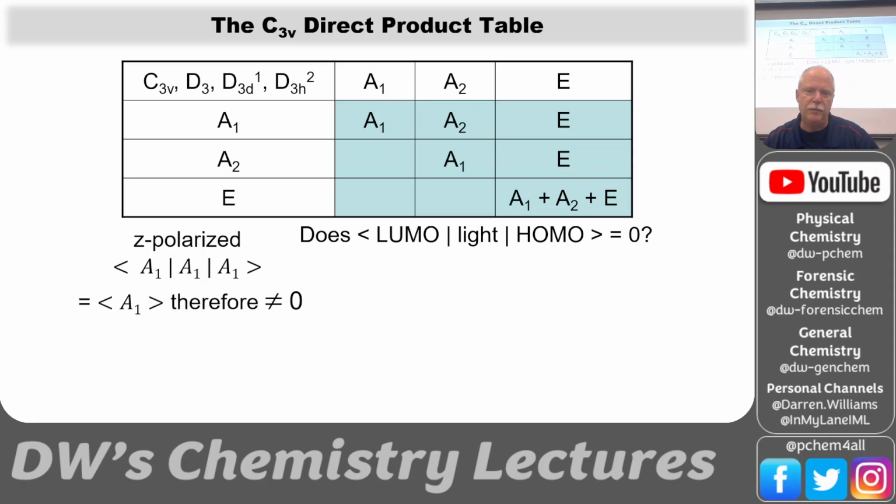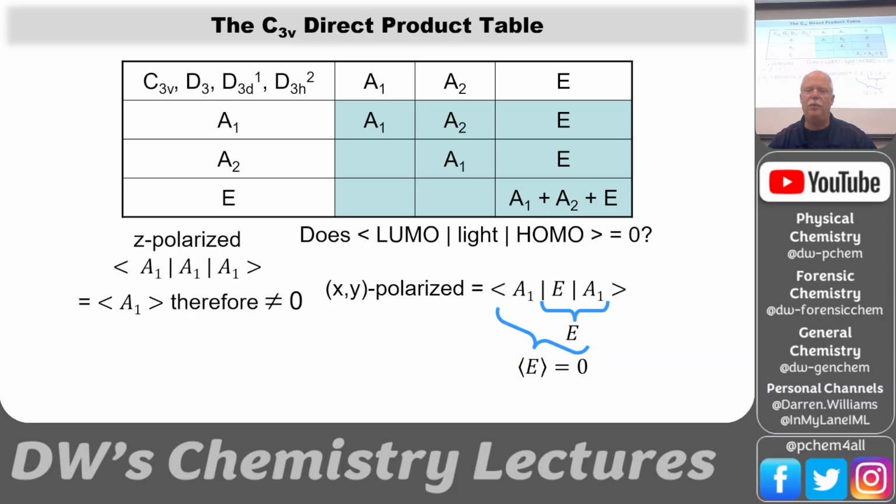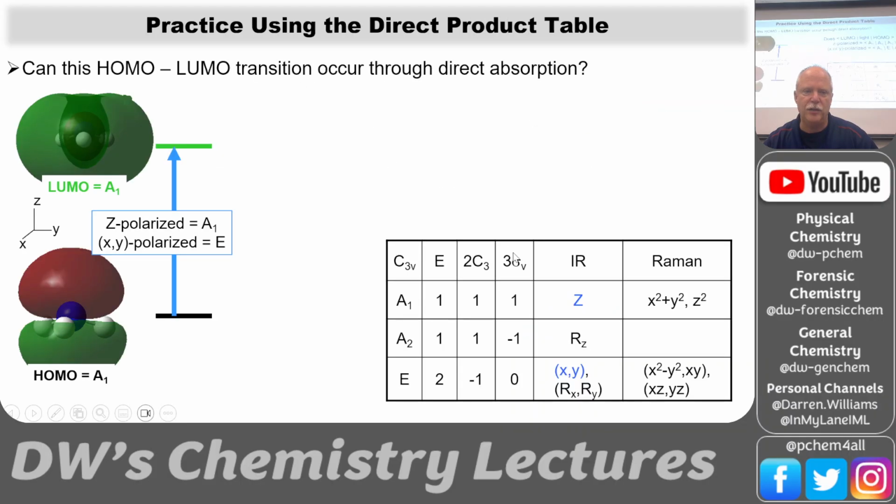So that one's allowed by symmetry. What about this one? Well, we have E times A1 gives E. And then A1 times E is E. So XY polarized light cannot cause this transition to occur. And it does kind of make sense if you look at the picture.